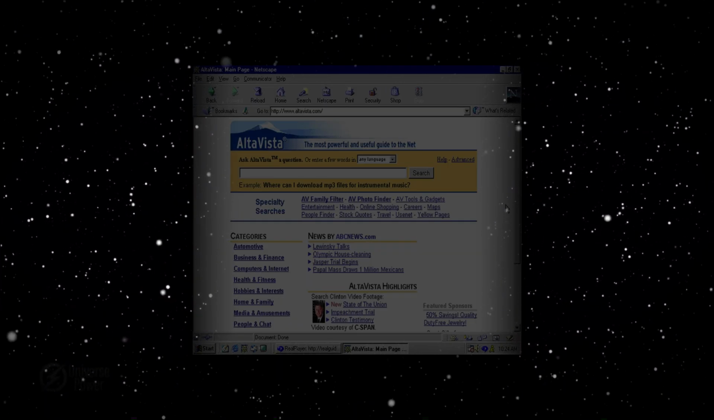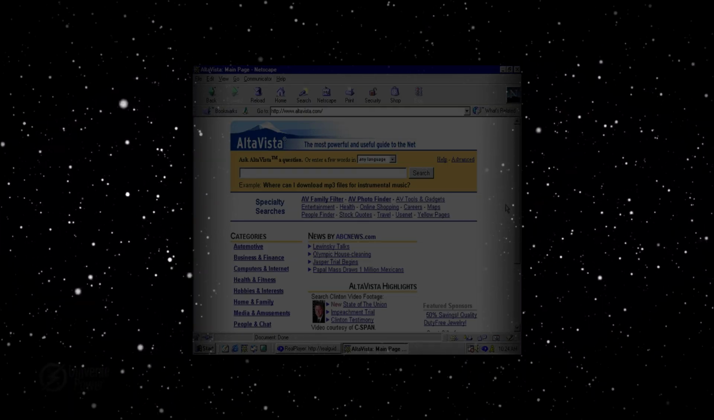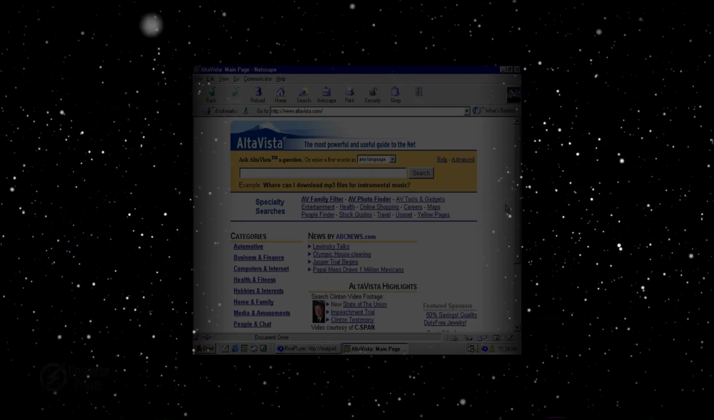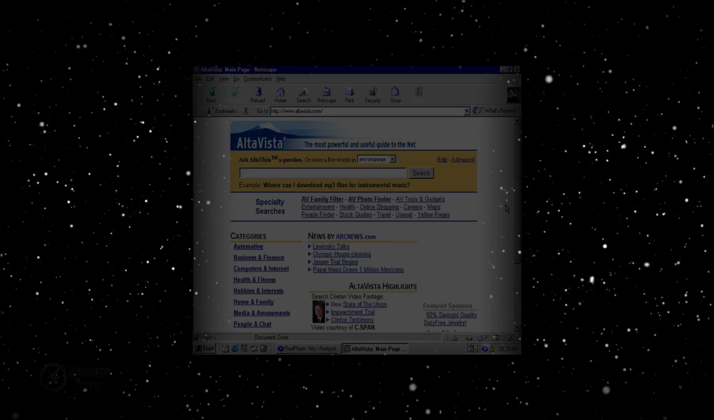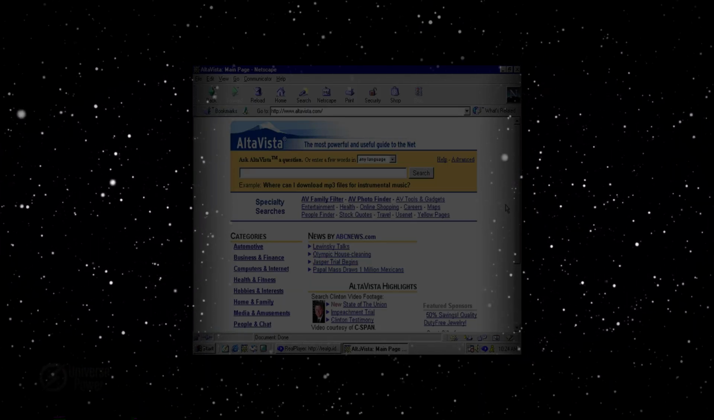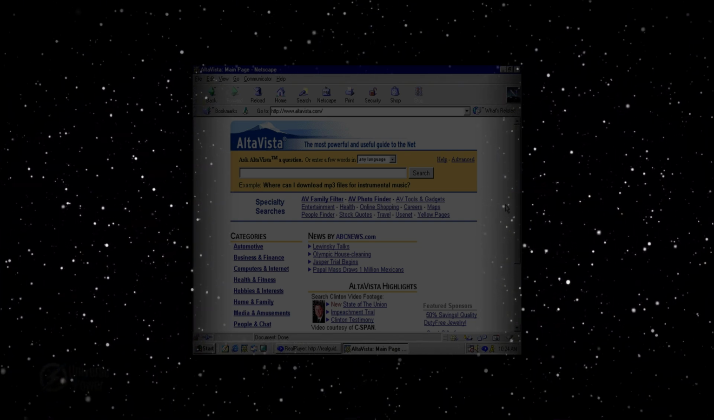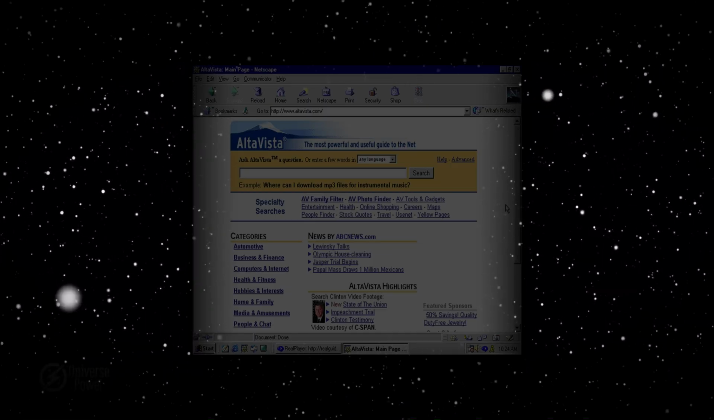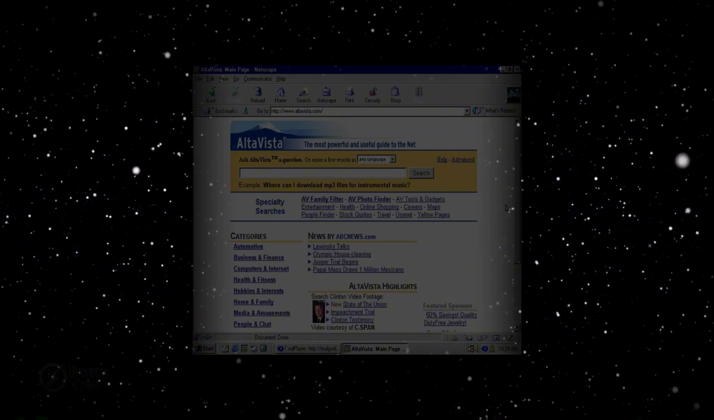But it was Google, founded in 1998, that solved the problem with PageRank, an algorithm that ranked sites by relevance and links. Google quickly outperformed competitors, becoming the dominant search engine. For the first time, the entire world's information was accessible within seconds. Search became the gateway to knowledge, and Google became synonymous with the web itself.